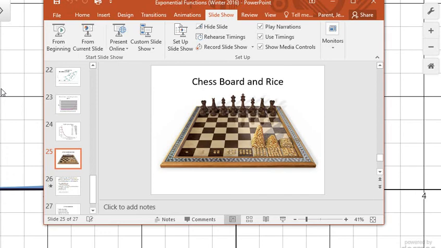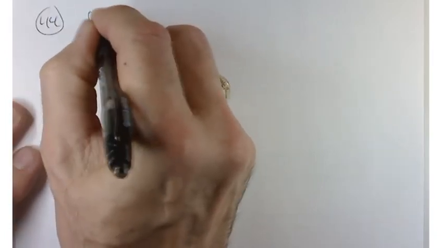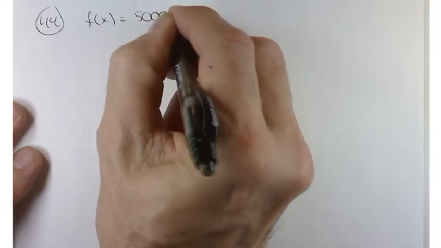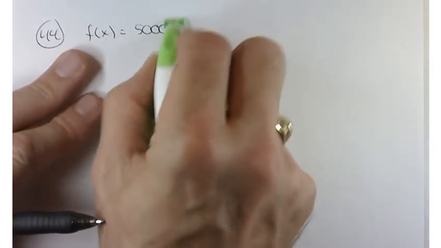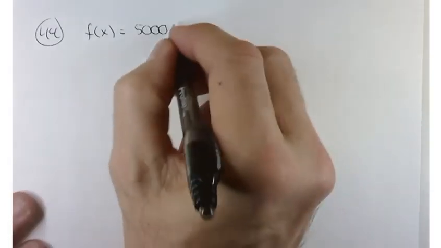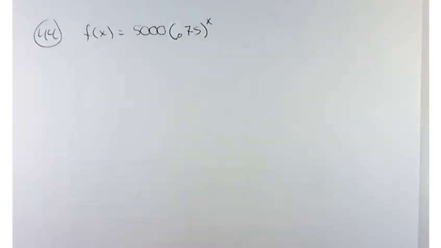Let's look at problem number 44. Problem 44 talks about the value of a computer X years after you buy it. So they tell us in problem 44 that the computer starts out at $5,000. But what's going to happen after you buy something? Does the value increase or decrease? Decrease. So it's going to decrease according to this function.